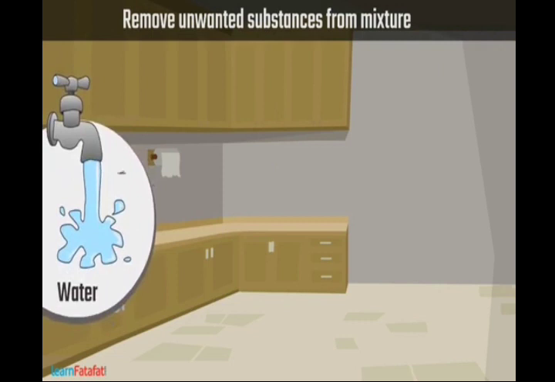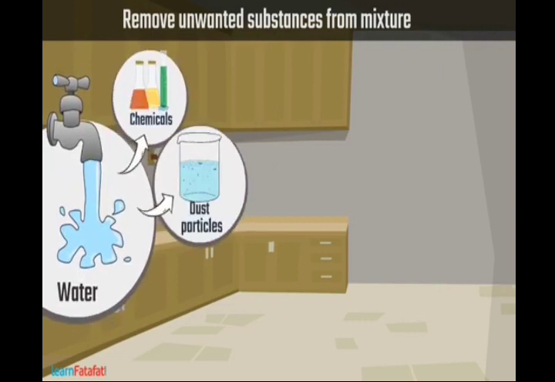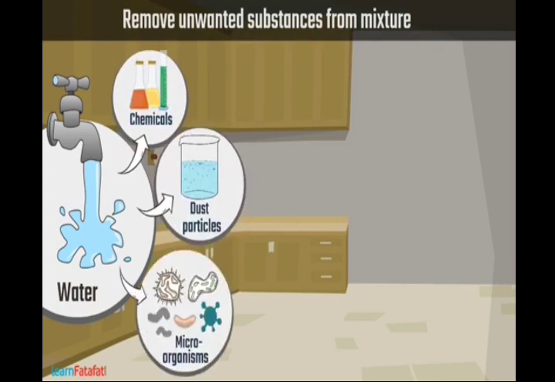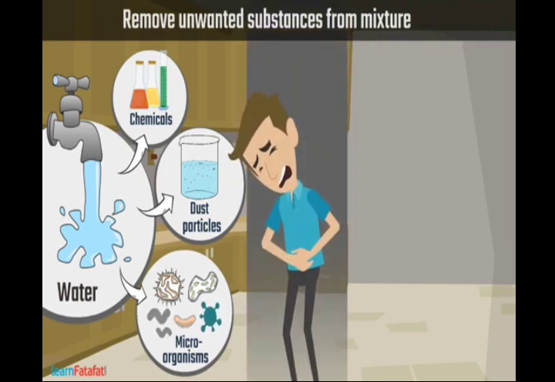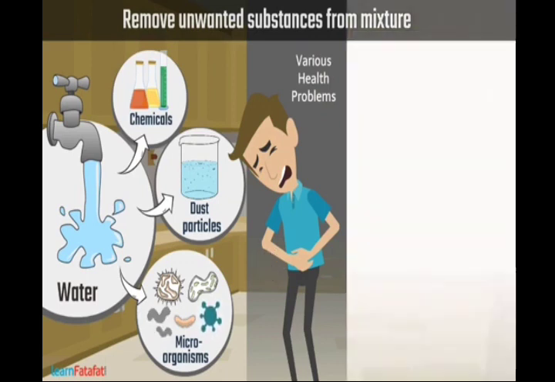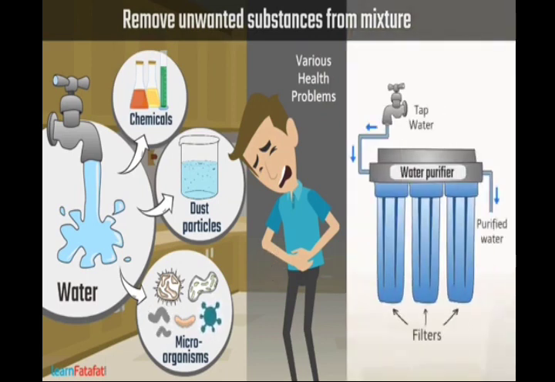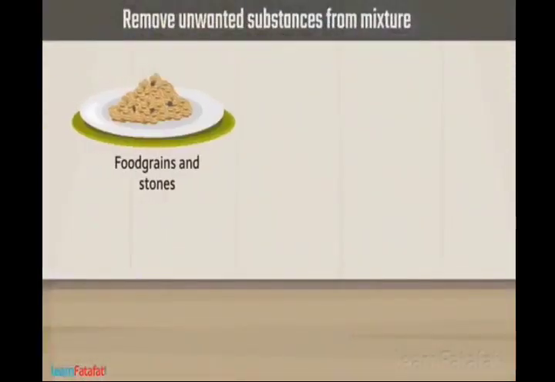How to drink water? Is it possible to drink water directly? The water may contain chemicals, dust particles, microorganisms. These microorganisms lead to various health problems. So how will you drink water? Yes, you have to purify the water. A water purifier is required. So after filtration only can you use it.